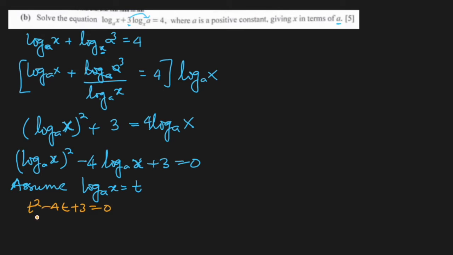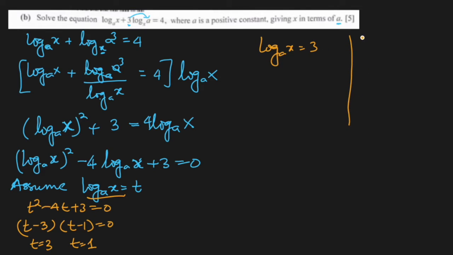And we can factor them. We'll get t minus 3, t minus 1. I'm not repeating the process again. I've done it in a previous question. So here we get t equal to 3. Here we get t equal to 1. And let's complete it here. T equal to 3. T is log base a x, so log base a x is equal to 3, and second we are getting log base a x equal to 1.